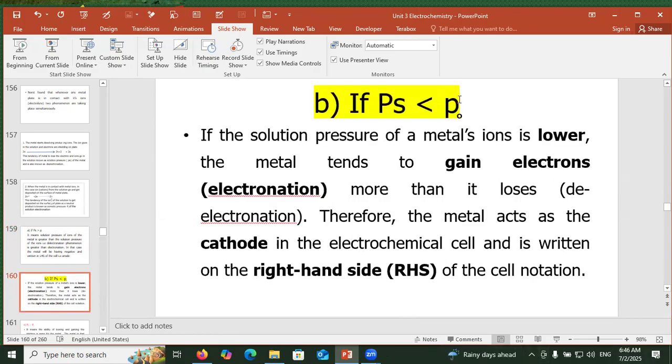If P_H is less than P_naught, if the solution pressure of the metal ions is lower, the metal tends to gain electrons, electronation, more than it loses, de-electronation. Therefore, the metal acts as the cathode in the electrochemical cell and is written on the right-hand side of the cell notation.